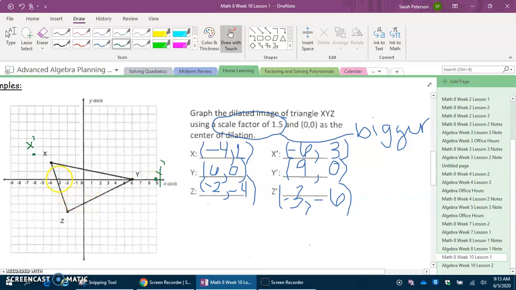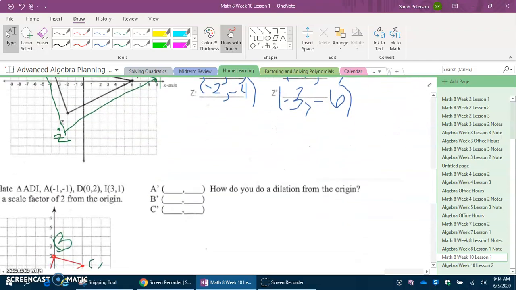And -3, -6, 1, 2, 3, 4, 5, 6 is all the way down here. That's Z prime. And I'm just going to do my best to connect them so I don't run out of time here. But if you see, it's clearly a bigger triangle than what we had before, which is exactly what we predicted using that scale factor. Okay, so that is one example of dilation.